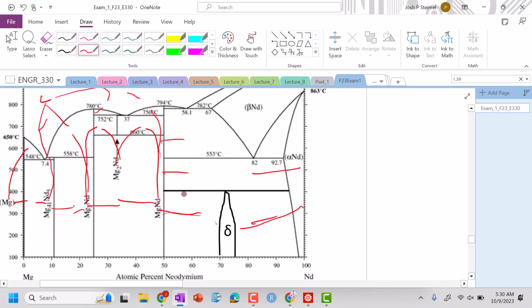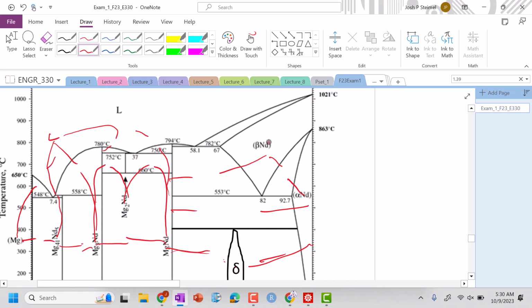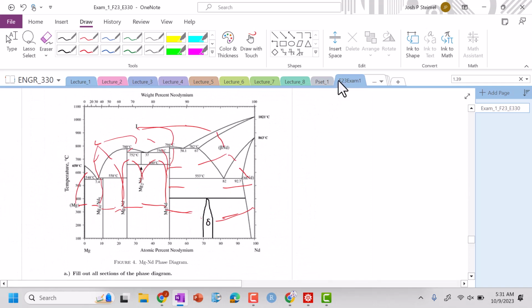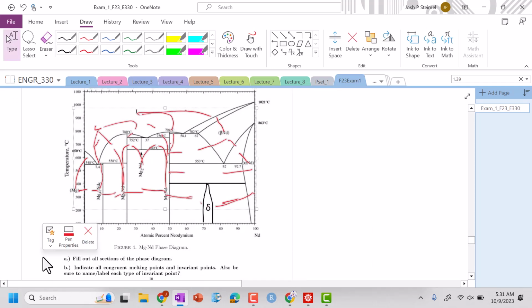This phase, Mg and Nd plus beta right here. Beta plus alpha right here. Beta plus liquid in here. Liquid plus this phase again up there. And that's it. So those are all of our phases, or two-phase regions, so labeling our phase diagram.